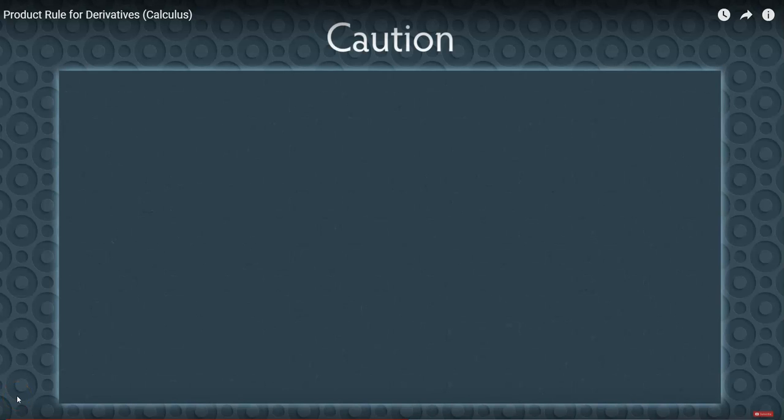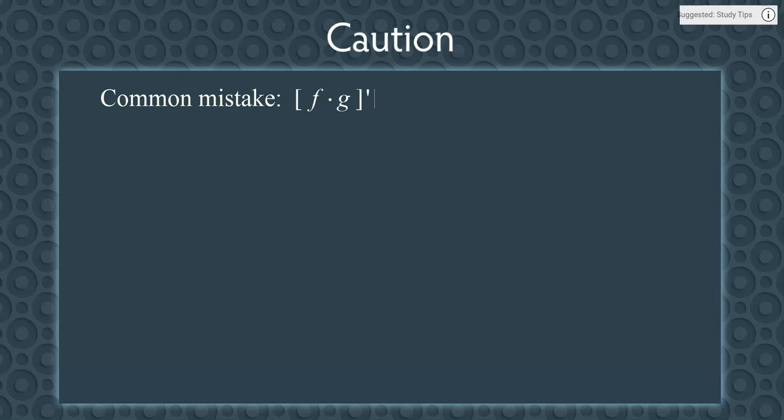Before we see a more complex example, I'd like to take a moment and talk about a common mistake people make with the product rule. People often make the mistake and say the derivative of f times g equals f prime times g prime. You can see where it's tempting to make this mistake.